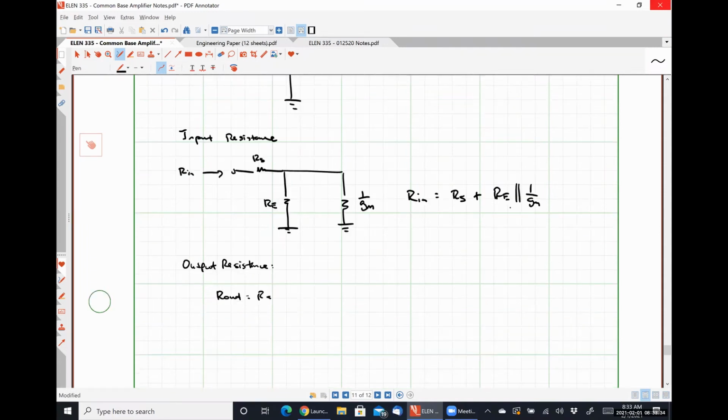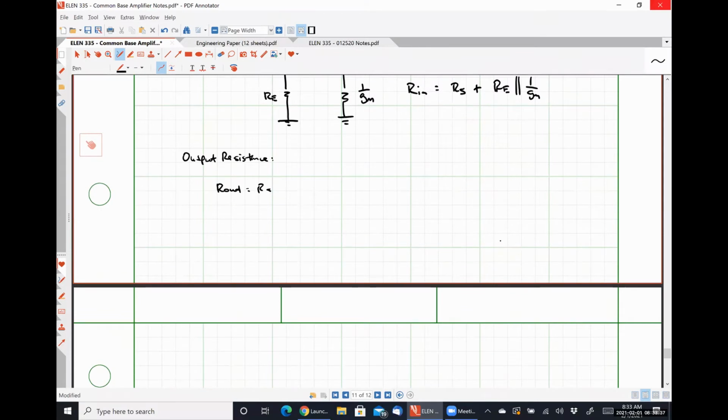Our voltage gain, we know that V out over VE multiplied by VE over Vn should give us our overall voltage gain. So we're just breaking it up into two stages like we've done every time we've looked at our full bias circuit. So V out over VE is GMRC.